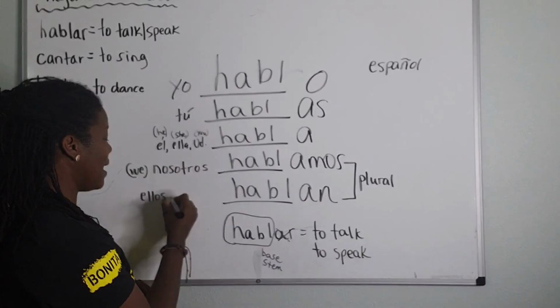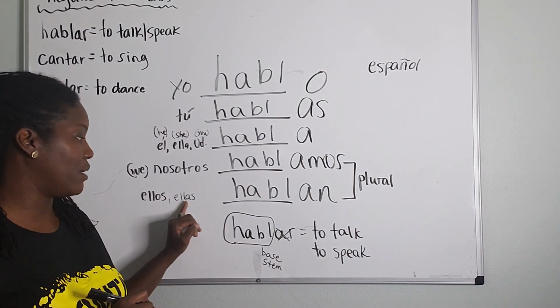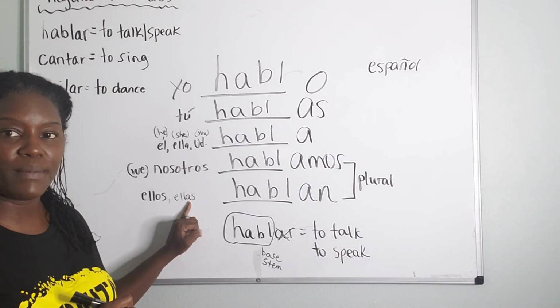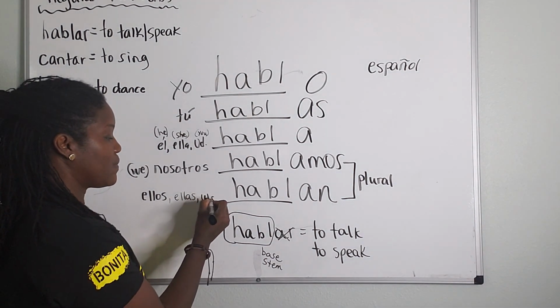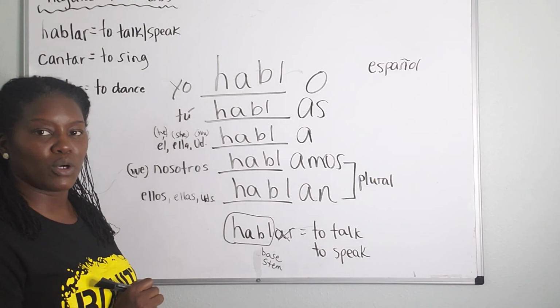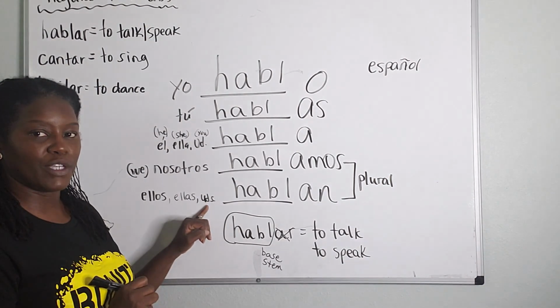When you see ellas, E-L-L-A-S, that means all girls. It's feminine. It's no doubt because we have the A. So it's all feminine. So we have ellos, ellas, and then we have ustedes, UDS period. That's the formal plural form of you.